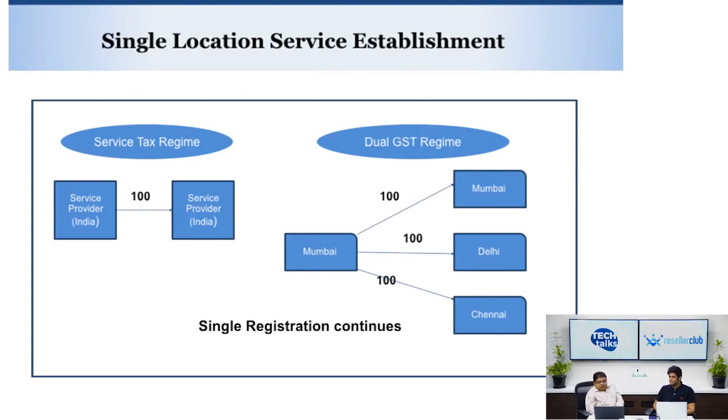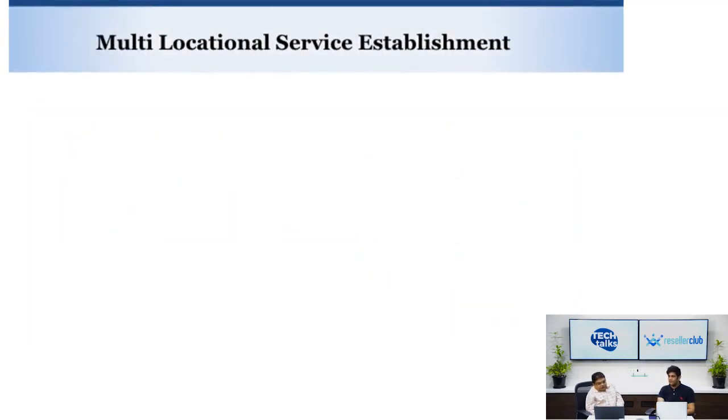Under the GST regime, if you are located in Mumbai and you are supplying services to Delhi or another state, then you will be charging IGST, and it will be 100%. Whatever rate is applicable, in our case it is 18%. So say your cost is 100, then 100 plus 18%, 118 will be charged, and IGST will be shown on the invoice. This is in the case of a single registration.